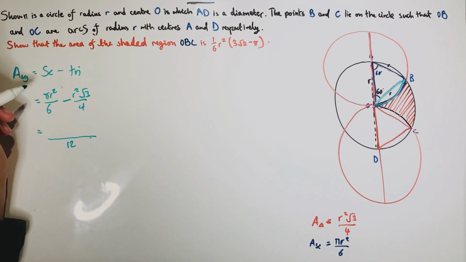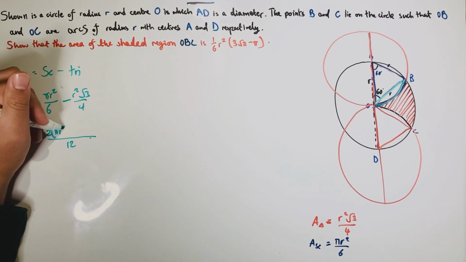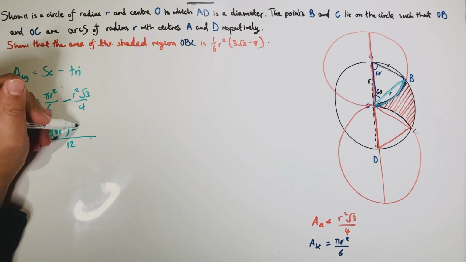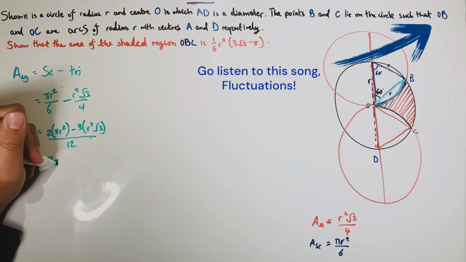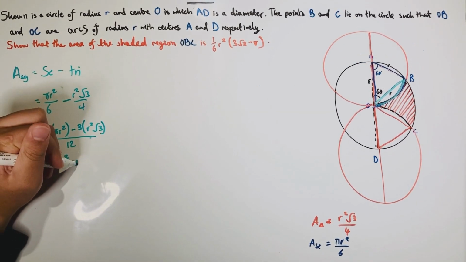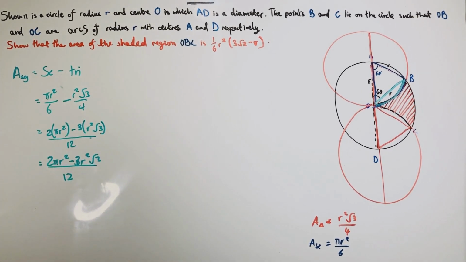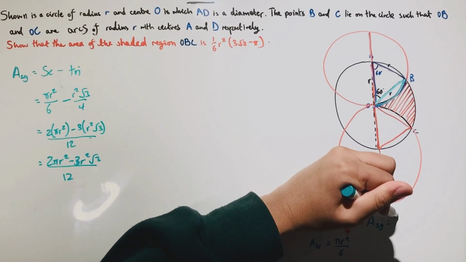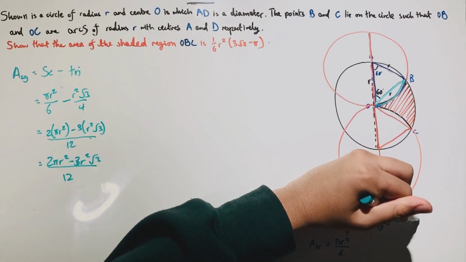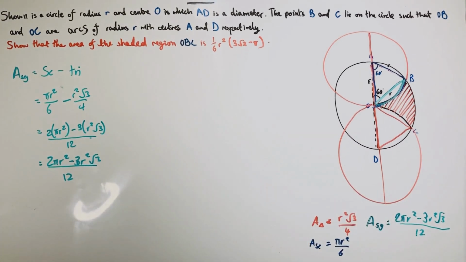You don't have to do it this way if you don't want to, but I personally like to do it this way. So it's going to be 2 lots of pi r squared, subtract 3 lots of r squared root 3. And then if we simplify this, we get 2 pi r squared minus 3r squared root 3, all over 12. Let's write that over here. The segment equals 2 pi r squared minus 3r squared root 3, all over 12.